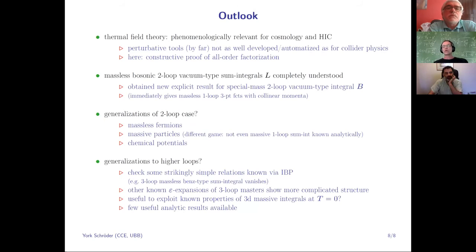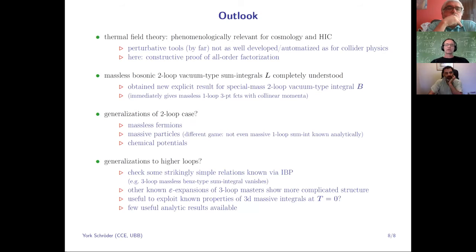Once one has that, the question is obviously, so what have we gained? Well, we have this exact evaluation now of a new type of zero temperature two-loop integrals, which is related to a one-loop three-point function with collinear momenta, which are relevant in phase-space distributions.